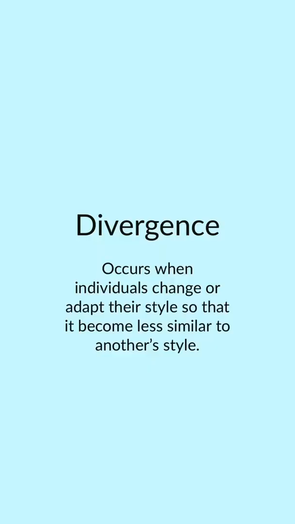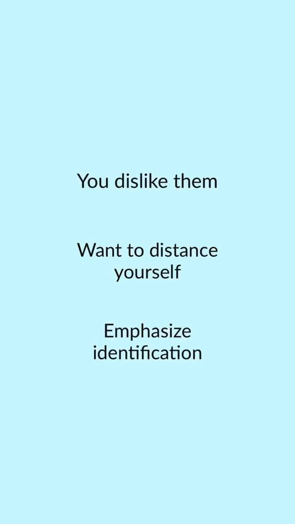So now that we've talked about convergence, let's talk about divergence. Divergence occurs when individuals change or adapt their style so that it becomes less similar to another's style. So why would someone want to do this? Well, this is typically done when you dislike someone. You do it to distance yourself from someone or emphasize identification with a particular group.